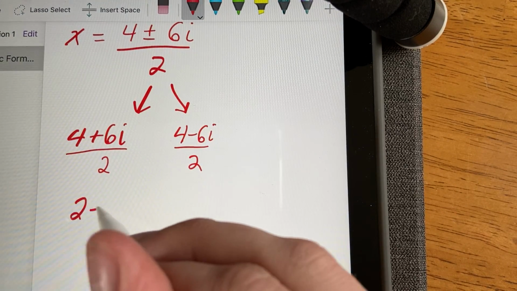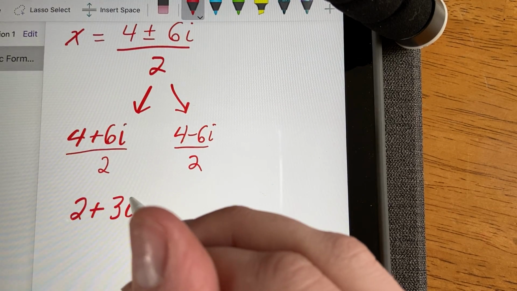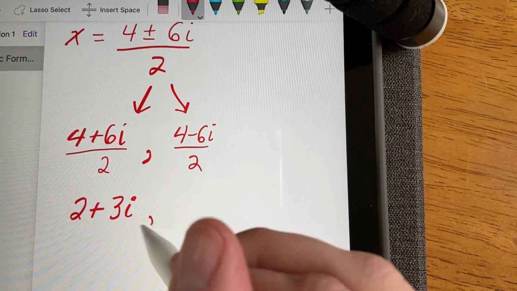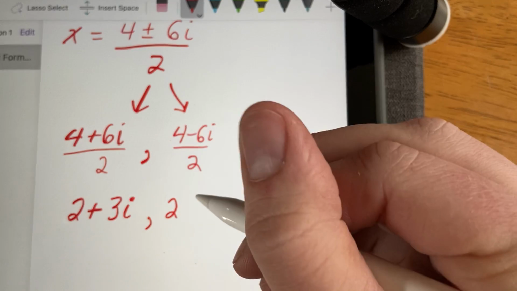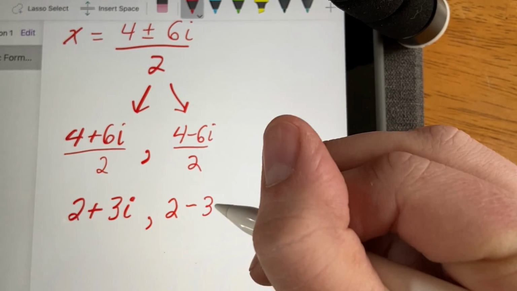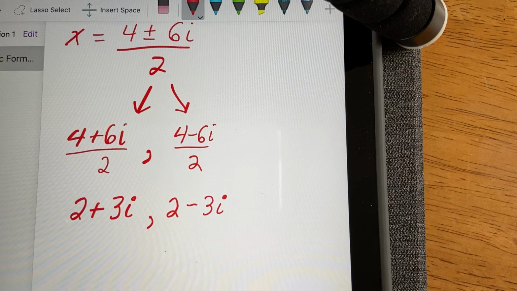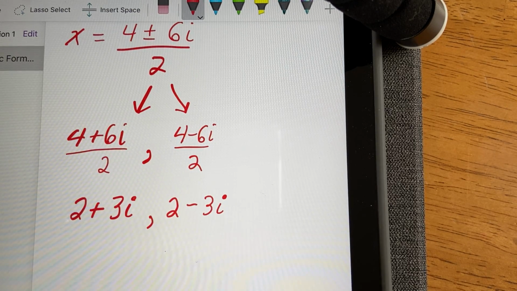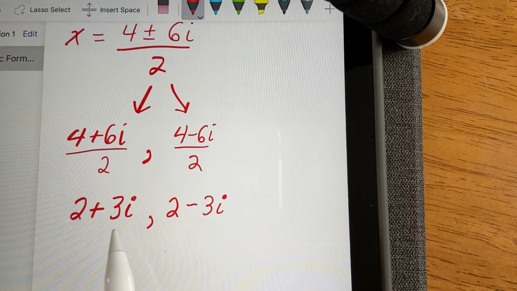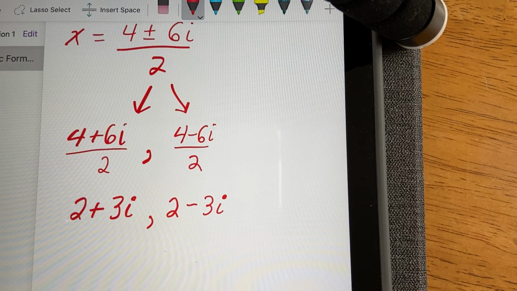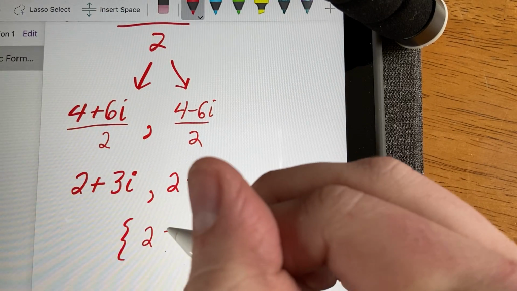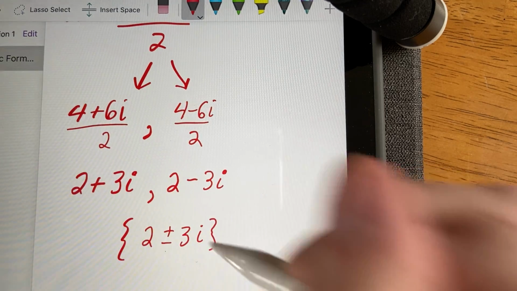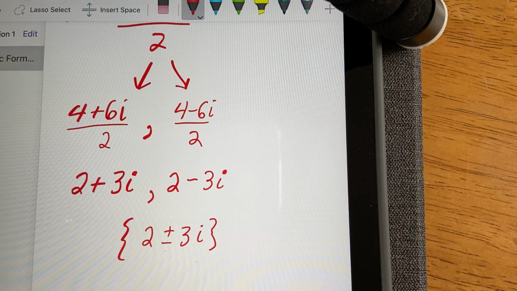So that's 2 plus 6i divided by 2, which is 3i. Then I'm going to put commas here. Comma, 4 divided by 2 is 2. And then 6i divided by 2 would be minus 3i. Okay? So there's my 2 answers, 2 plus 3i and 2 minus 3i. We have a real part and an imaginary part, so I can't actually add or subtract those together. Let's just put this back together in braces. 2 plus or minus 3i. I guess I really didn't need to split that up if I didn't want to. But anyways, that would be our final solution.